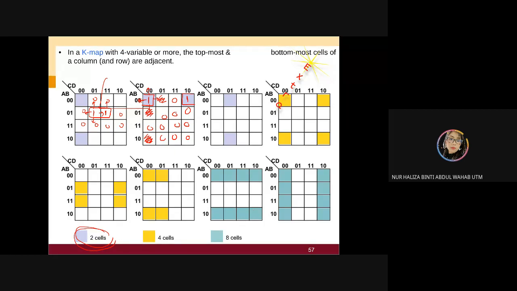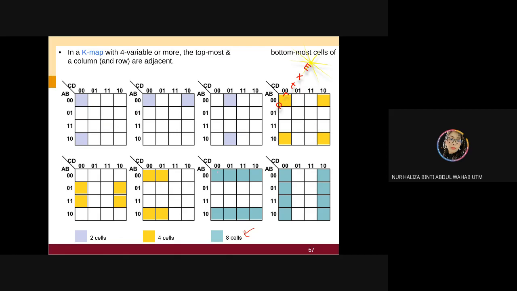Your priority, you need to find an 8 cell adjacent to each other first. If there is no 8 cell, you go for a 4 cell. If there is no 4 cell, you go for a 2 cell. Let me give you another example. Let's say I go for an 8 cell.